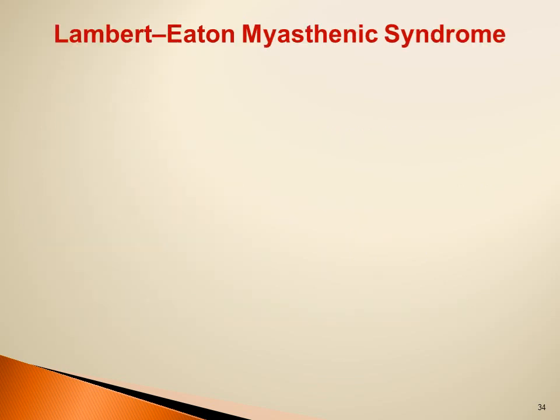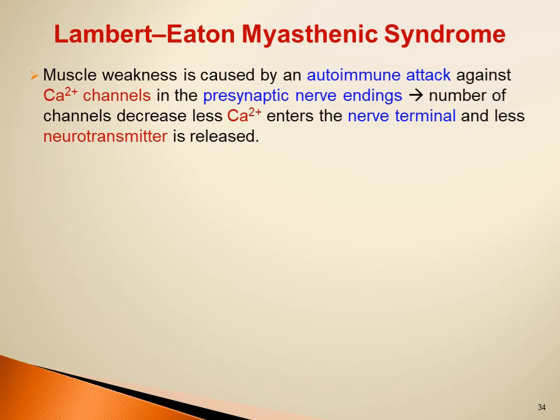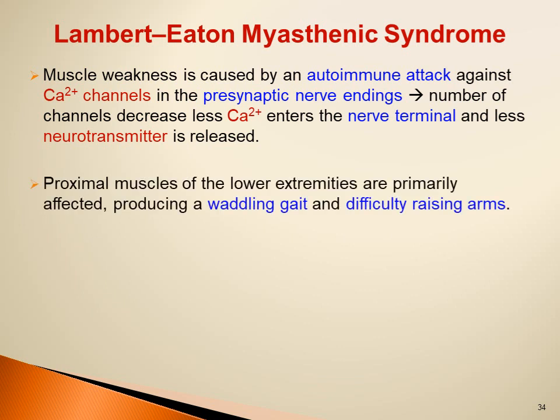Another disease is Lambert-Eaton myasthenic syndrome. It is a muscle weakness caused by an autoimmune attack against the voltage-gated calcium channels in the presynaptic nerve endings. So the number of channels decreases, and this will lead to less calcium entering the nerve terminal and less neurotransmitter being released. Usually in this disease, the proximal muscles of the lower extremities are primarily affected, producing waddling gait and also difficulty in raising the arms.